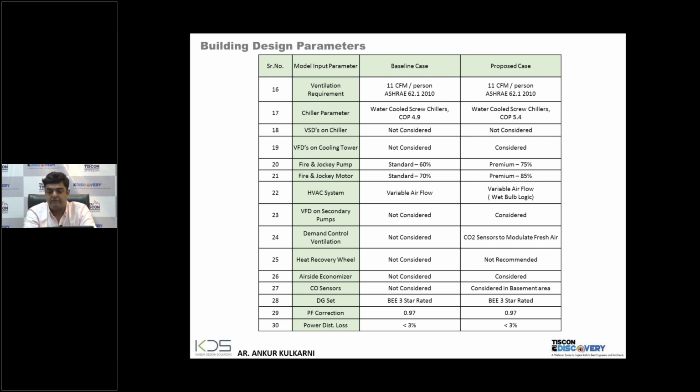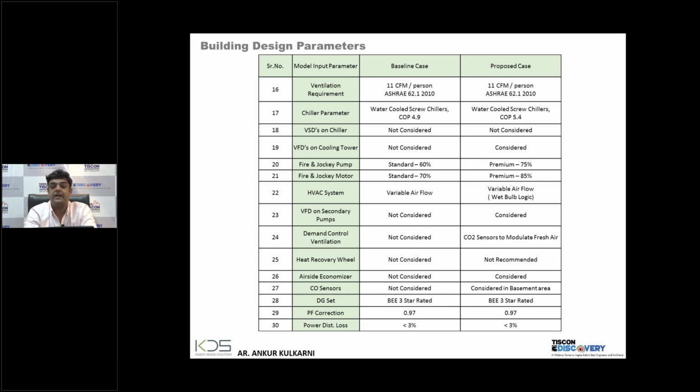Efficient pumps and motors with at least 75 to 85. Variable airflow HVAC, all the AHUs with VAV. VFD on secondary pumps, yes. CO2 sensors to modulate the fresh air. Demand control ventilation, basically, yes, we are doing it. Heat recovery, no, we have not considered here.